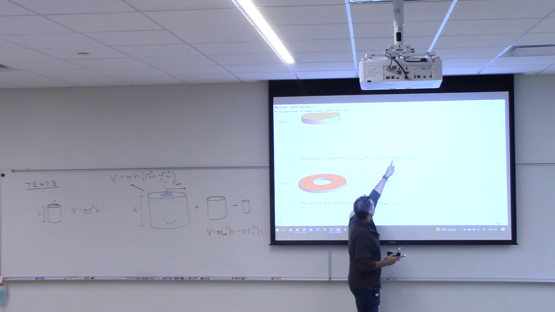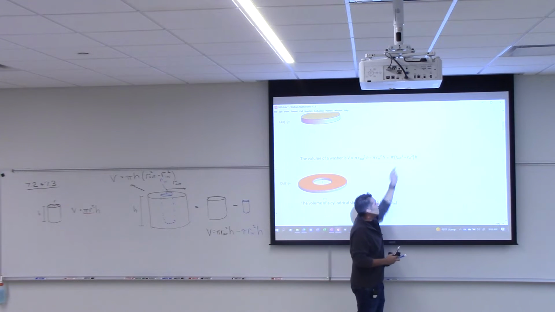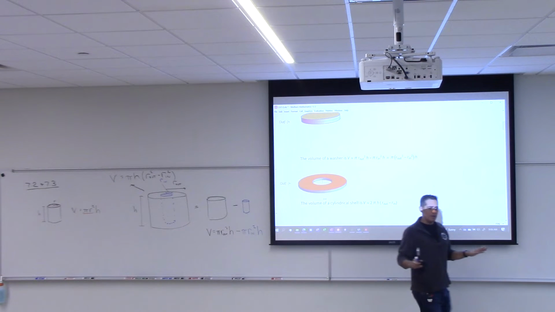I have the pi pulled out. I put the h in the back. I did that for a reason. You'll see in a minute. So you have pi and h pulled out. Then you have the outer radius squared minus the inner radius squared. No complaints? Everyone's comfortable with that?